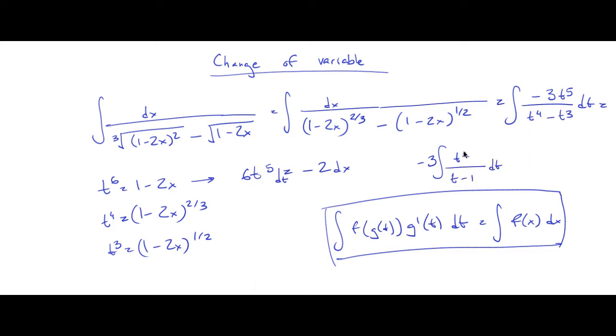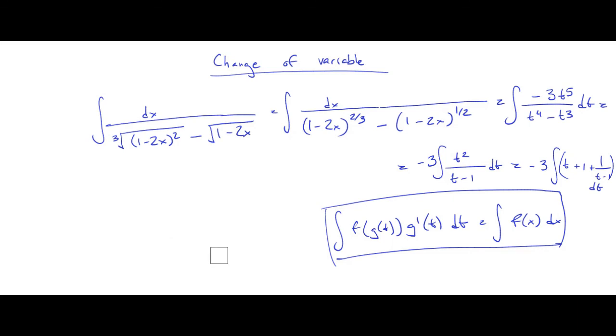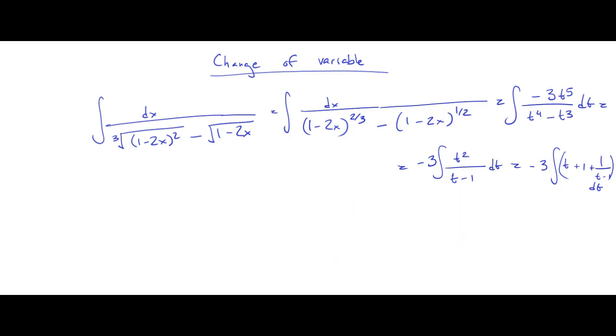If you decompose this in partial fractions, what you get is minus 3 times the primitive of t plus 1 plus 1 over t minus 1. What you need to do is divide t squared by t minus 1, or do the Taylor expansion of t squared at 1. And so this is minus 3 times, t squared divided by 2 plus t plus the logarithm of the absolute value of t minus 1, plus c. Or in other words, undoing the change of variable.